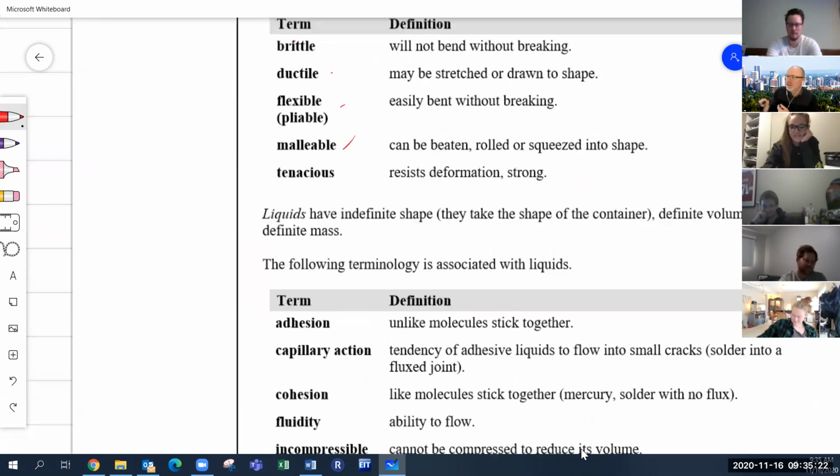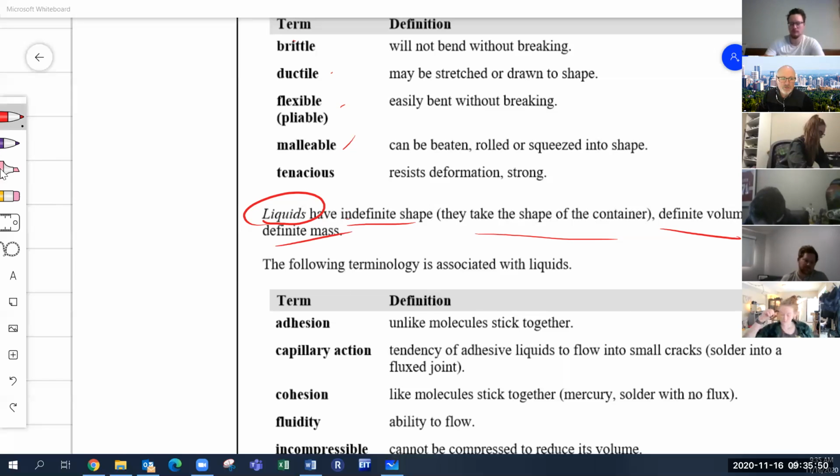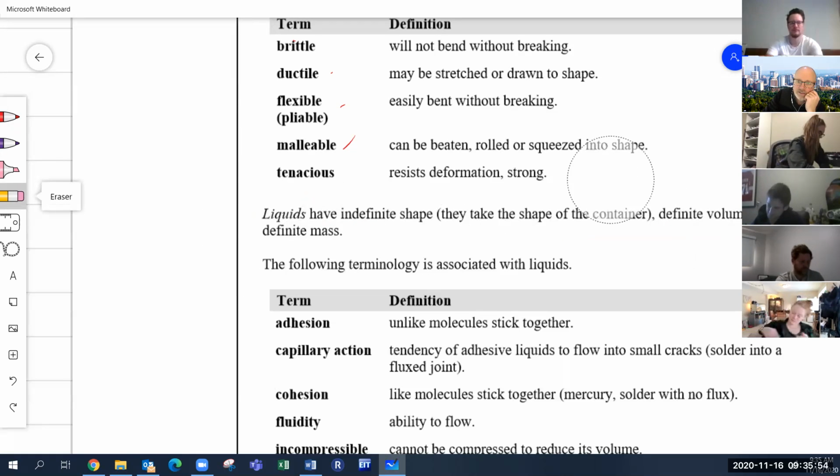Okay, the next one of the 3 that we have to be concerned about is liquids, right? Liquids have an indefinite shape. They take the shape of the container or whatever they're in. They have a definite volume and a definite mass. Now, we could probably tell that everything has a mass. So yeah, thank you, Taylor. So those are the 3 terms that we're going to associate with liquids.